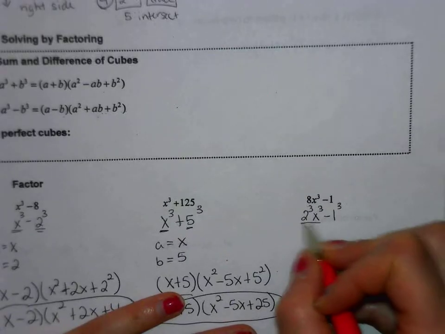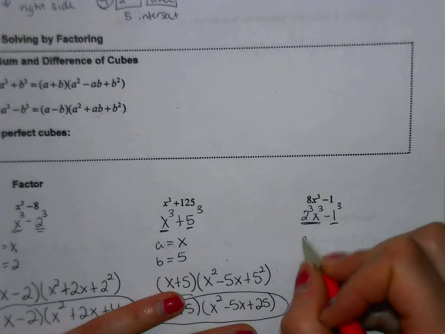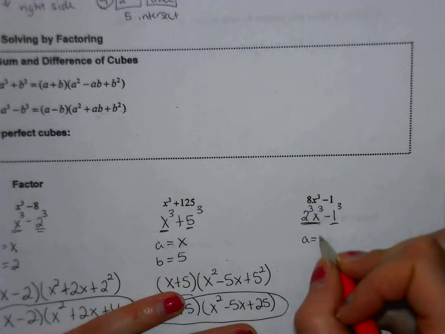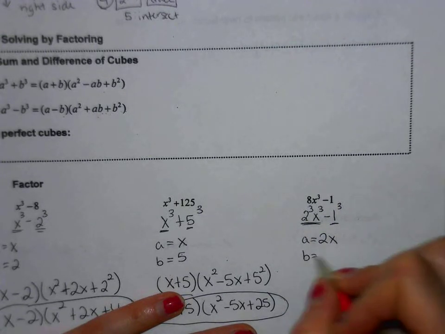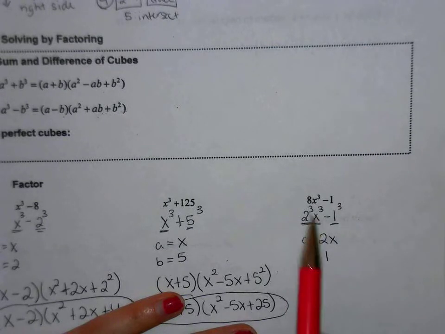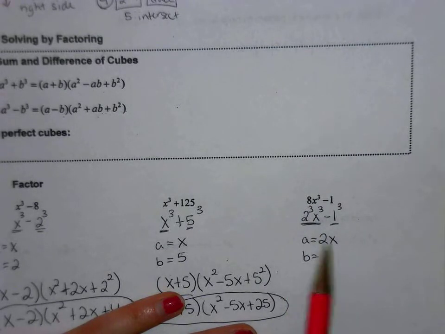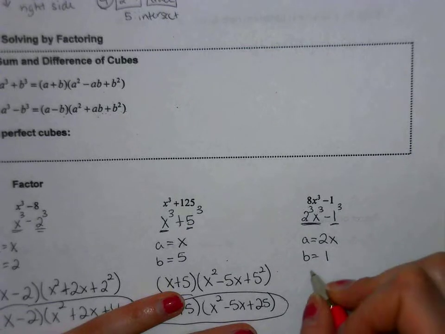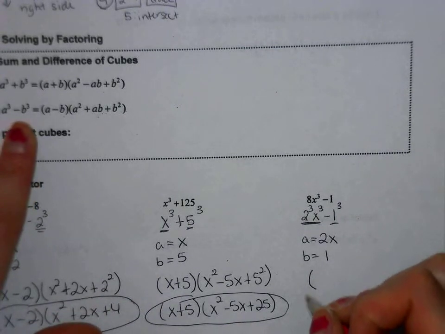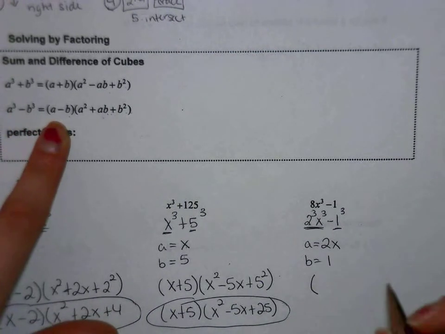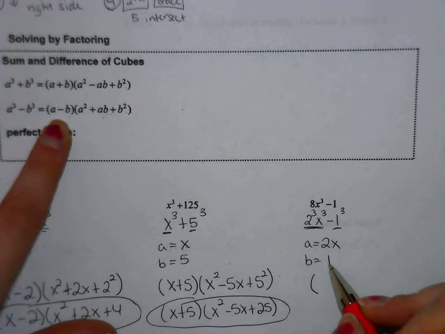So now the difference is our a is a little different. A is now 2x, and b is 1. So whenever you end up with a number in front of x, that number also has to tag on. So a is 2x. So we still stick with the difference of cubes. So wherever you see an a, we replace it with 2x. Wherever you see a b, we replace it with 1.